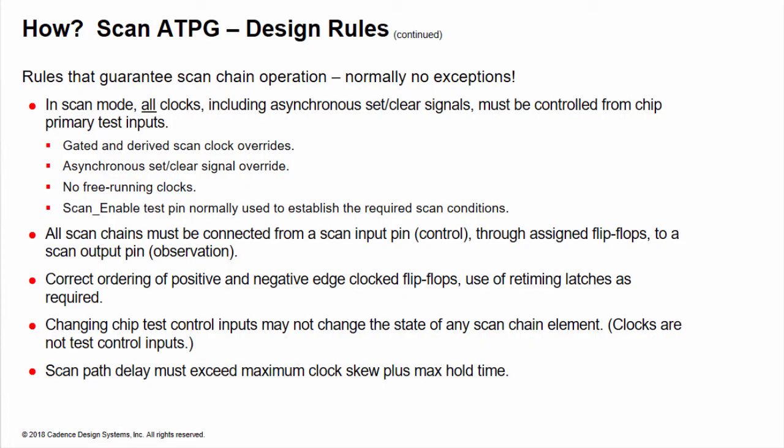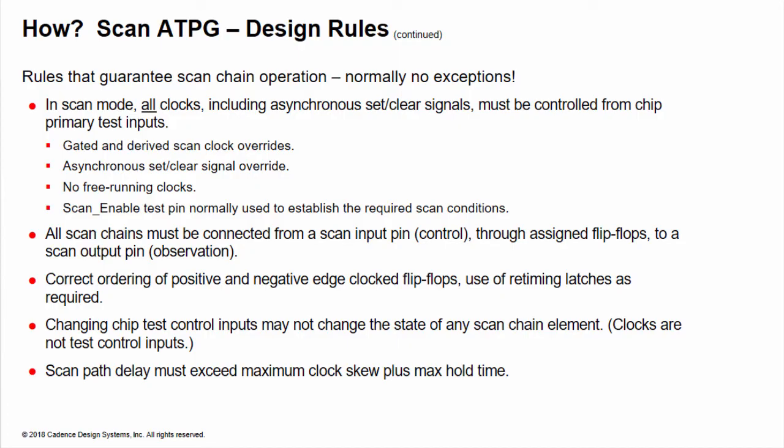Scan chain must originate at a chip input and terminate at a chip output. The chains may not be broken. This ensures that the state of all internal storage elements may be controlled and observed. In an environment where multiple clock domains exist, and flip-flops may be clocked by either edge of the clock, retiming latches and scan chain ordering must be used to ensure that the scan will work robustly. Changing any of the chip test control inputs may not cause the state of storage elements to change. This ensures the integrity of the scan data.